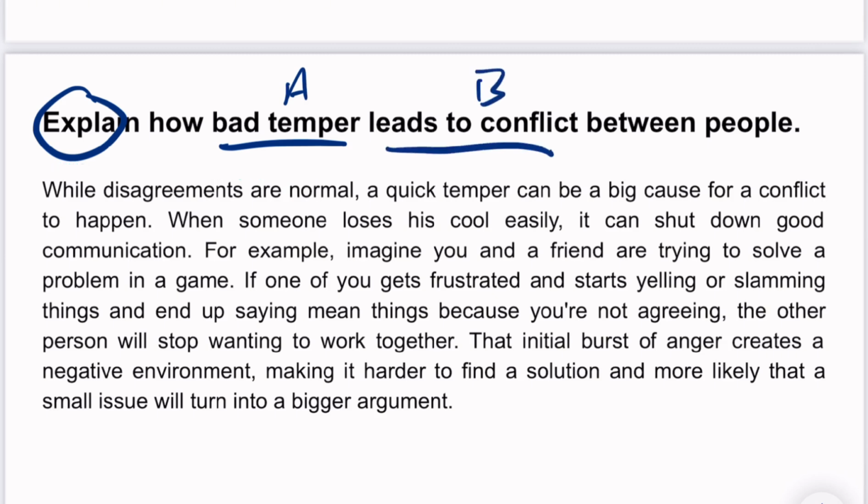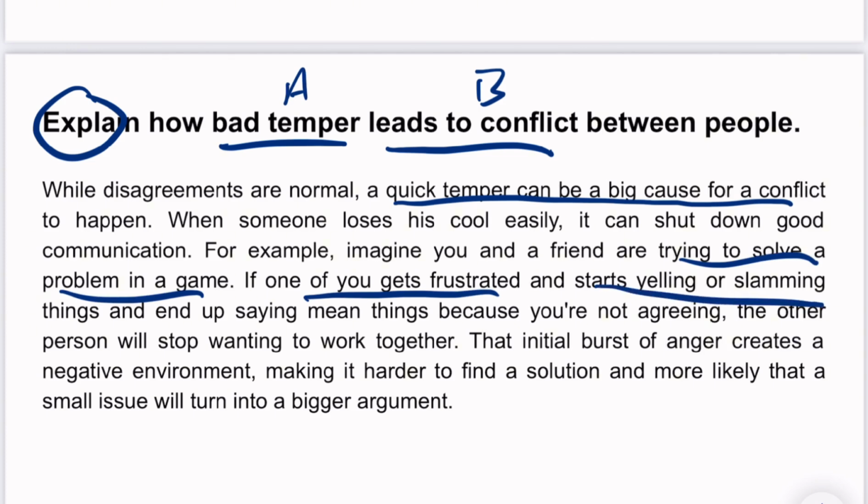Because sometimes they may ask questions like, how does one factor lead to a bigger issue? So this is the kind of question. I'm not going to go through too much in terms of the point and the example here. The example is very clear, right? A quick temper can cause conflict. Imagine you're trying to solve a problem, then one of you gets frustrated, starts yelling or slamming, saying mean things, doesn't want to work together, right? It creates a negative environment.